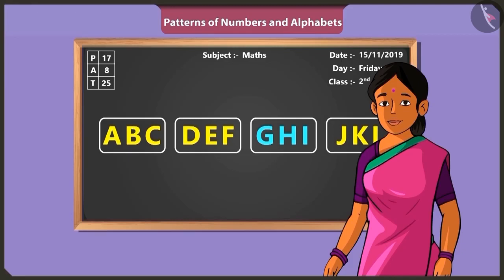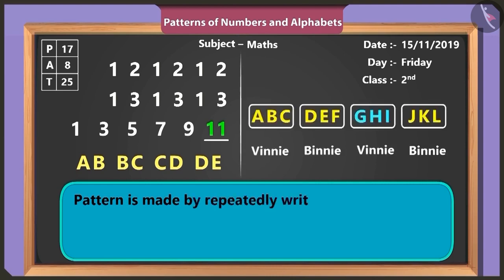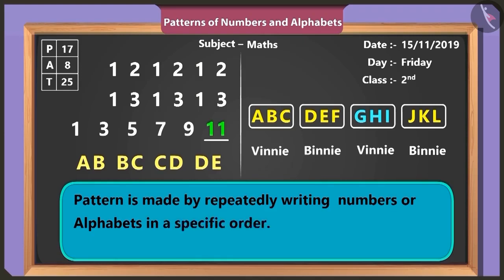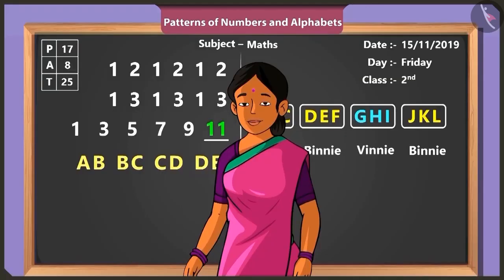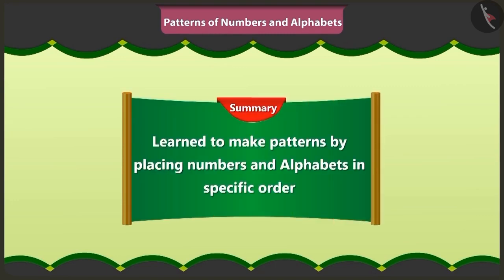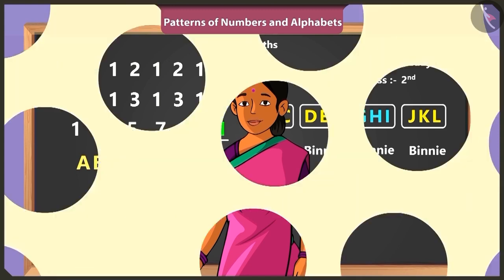Well done, Binny. Children, remember that a pattern is made by repeatedly writing numbers or alphabets in a specific order. Yes, ma'am. Friends, today you learned to make patterns by placing numbers and alphabets in specific order in this video. In the next video, we will learn more about patterns made of numbers and alphabets with the help of some interesting examples.